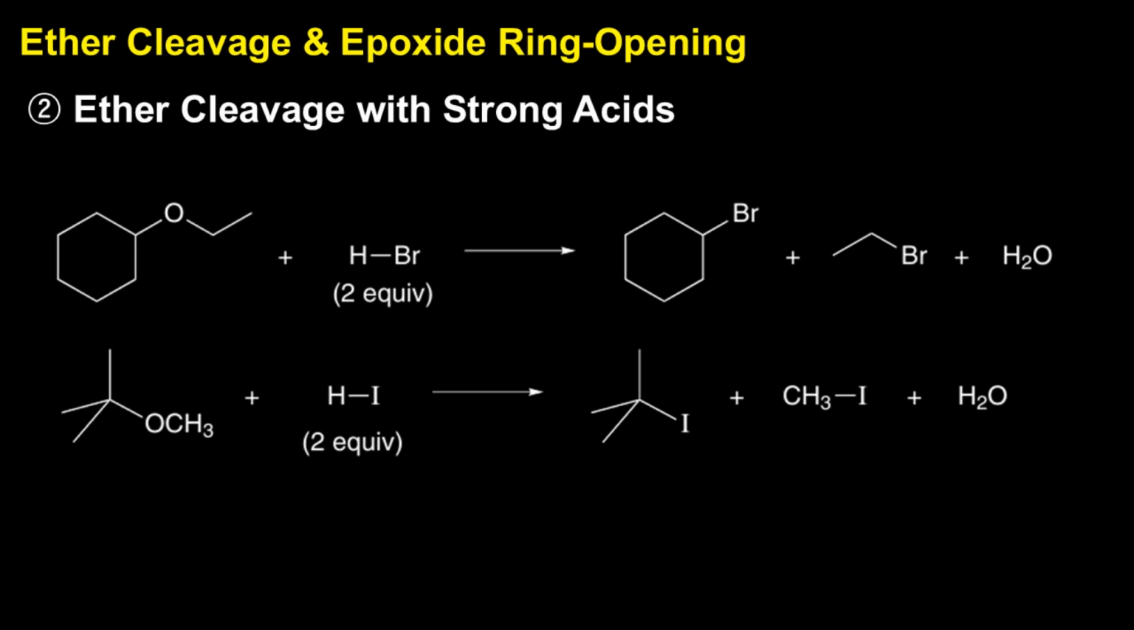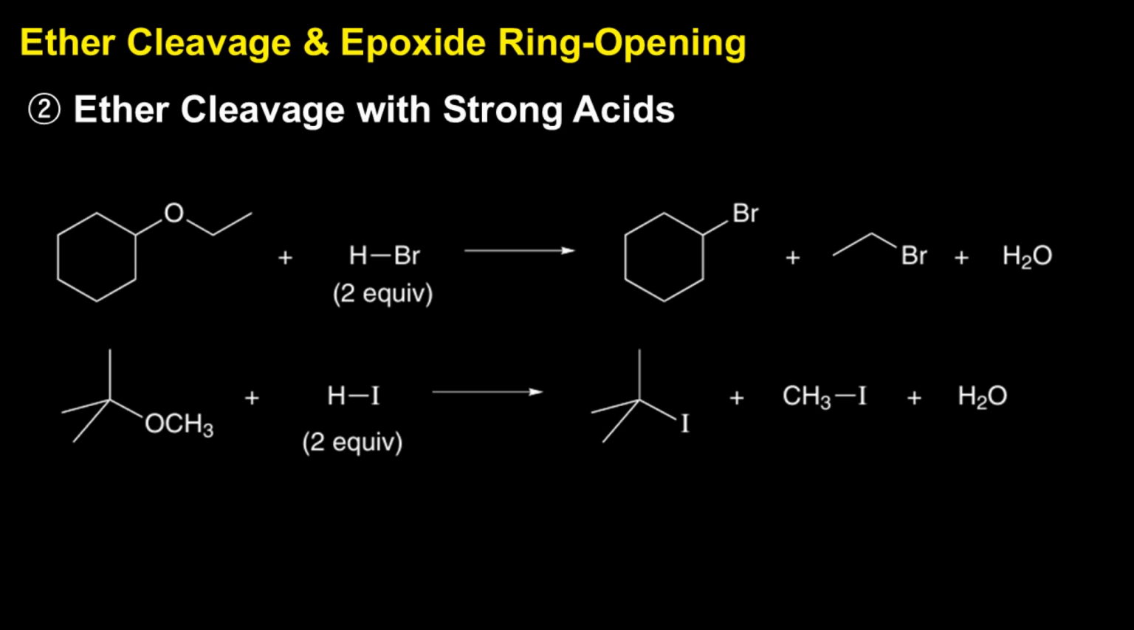In the first case, we've got a cyclic ether with an ethyl group. When it reacts with excess HBr, both C-O bonds break. The ring opens up. The ring carbon gets a bromine, and the ethyl group becomes ethyl bromide. And, of course, water is formed as a byproduct.